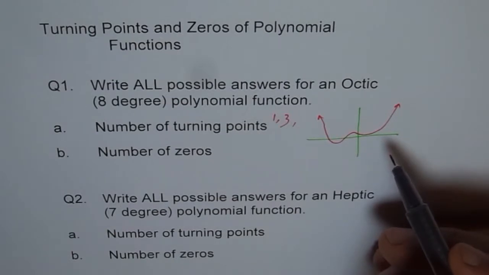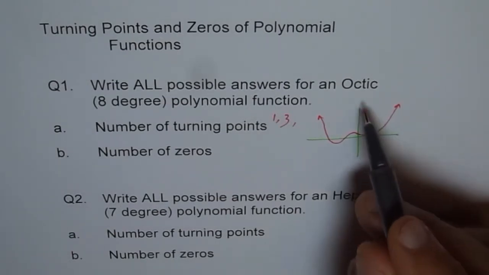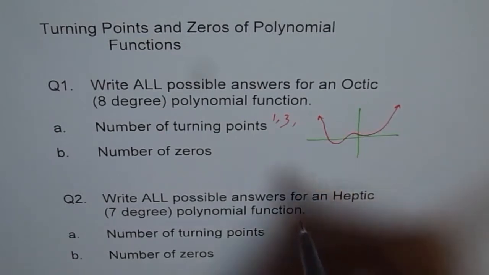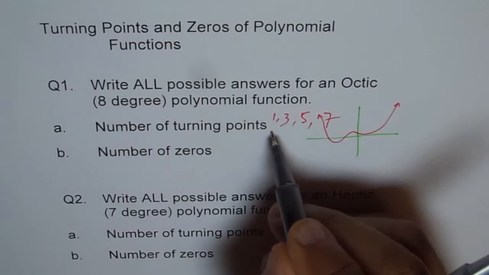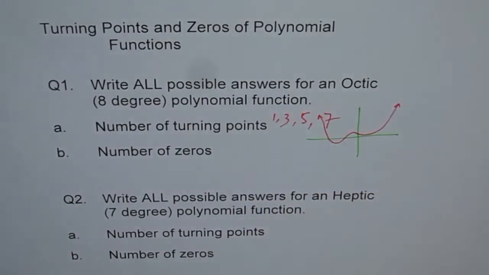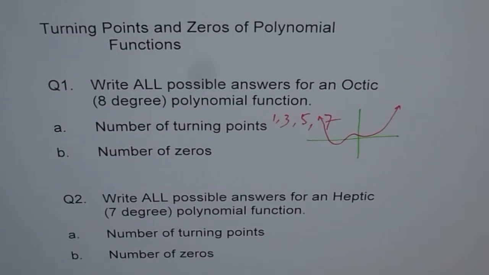Likewise, the maximum number of turning points can be how much for any function, even or odd? The maximum number of turning points is always n minus 1. So n minus 1 for 8 is 7. So it goes 1, 3, 5 and 7. These are the possible numbers of turning points for an octic function of degree 8. So they have an odd number of turning points.